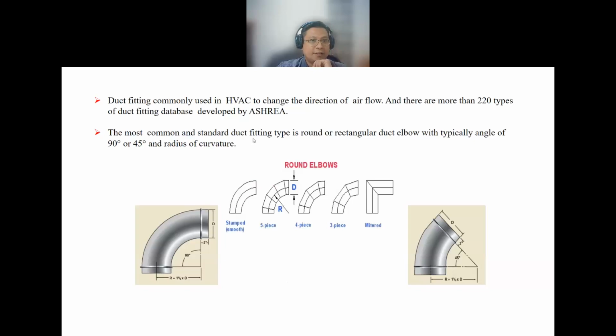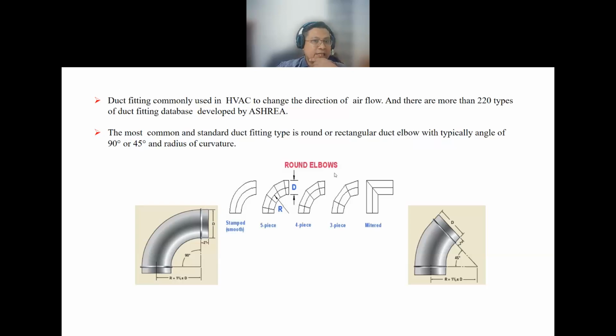Okay, this one is duct fitting. Duct fittings are commonly used in HVAC to change the direction of airflow, and there are more than 220 types of duct fitting in the database developed by ASHRAE. So that is quite a big number in the type only, for duct fitting, 220 types. Every type will contribute to the losses.